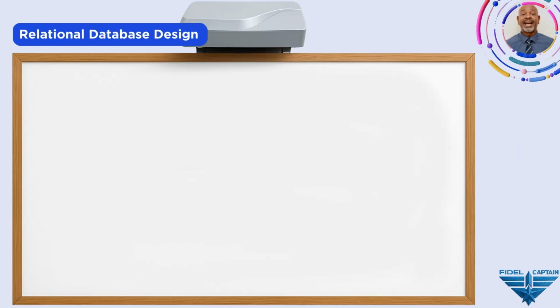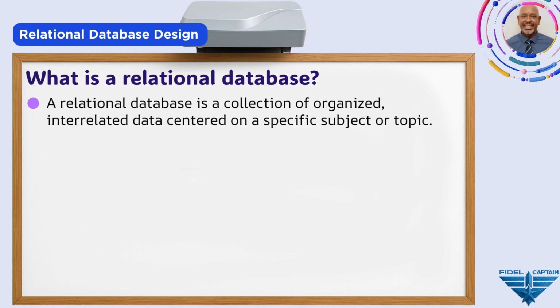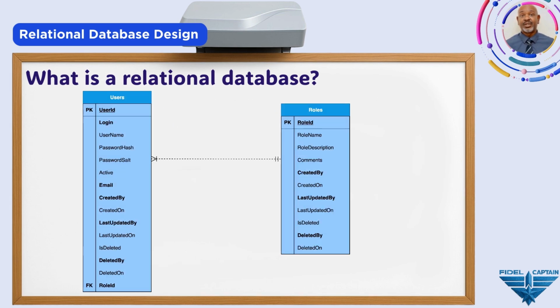Relational database design. What is a relational database? A relational database can be seen as a collection of organized and interrelated data on a related subject or topic. This data is organized into sets, known as relations or tables, and each set of data may be related to another set of data, and there are rules regarding how each set of data is made up and how one set of data can be related to another set of data. In this example, users is one set of data, and it is related to roles, another set of data.